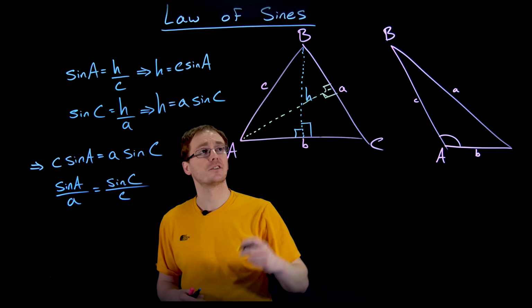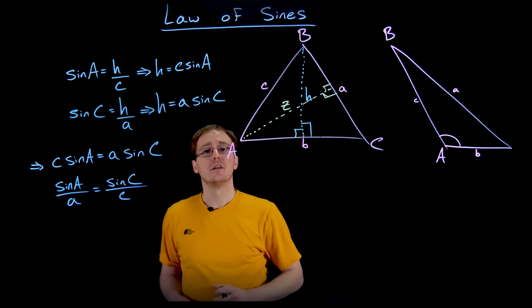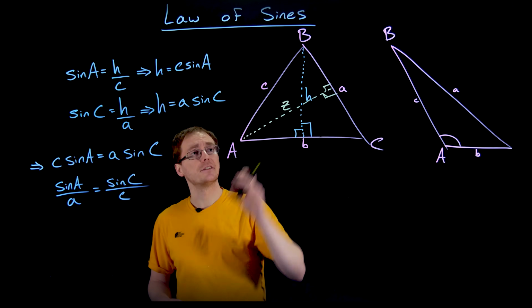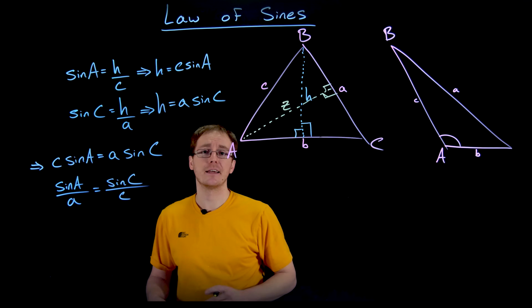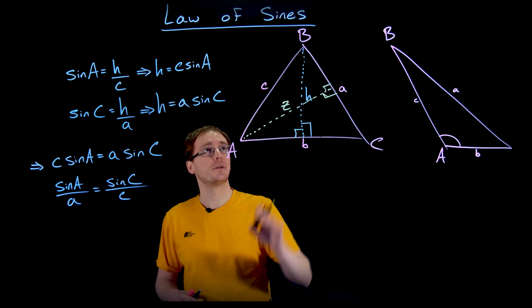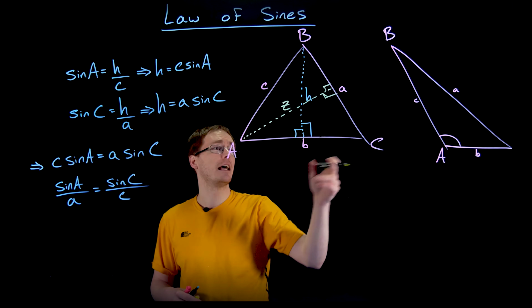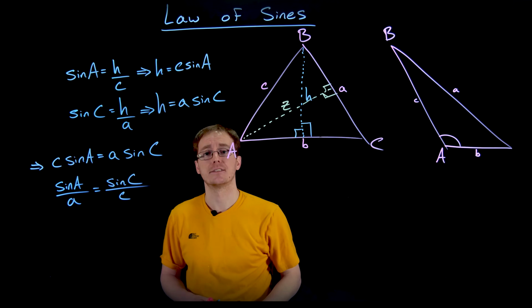And we could run through this process again, maybe call that intermediate value Z. So set up some sine expressions to find Z in terms of these other angles and side lengths, and then equate them the same way we did here. And we'll get the exact same equation, but now involving sine of angle B, side length B, and sine of angle C and side length C instead.